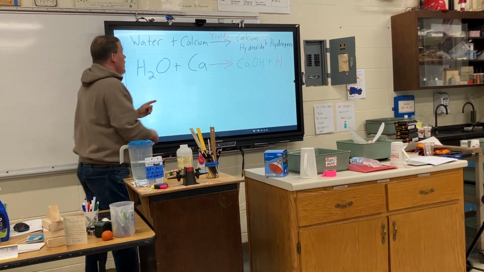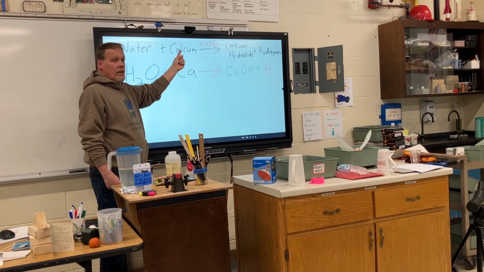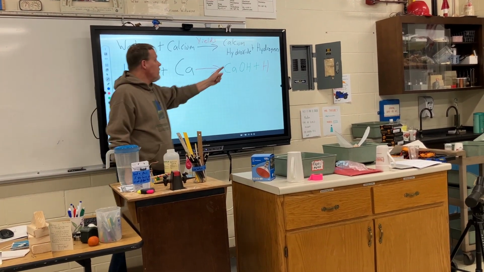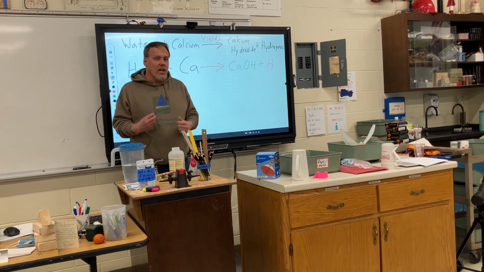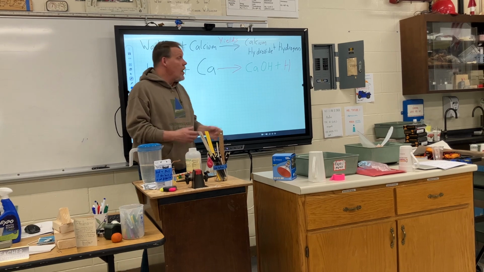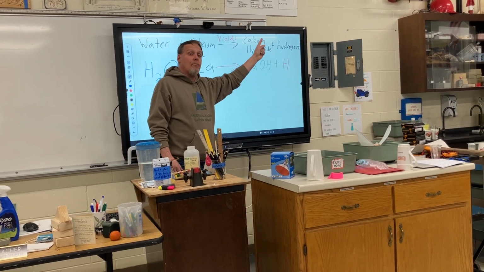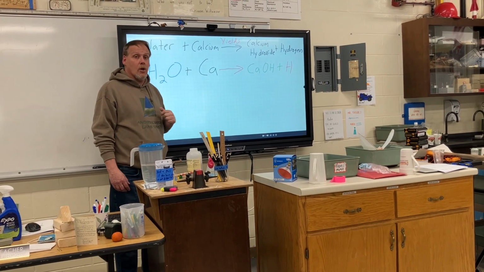You notice over here, I've got a liquid and I have a solid. And when I get over here, I'm going to have a solid and a gas. So the big thing to understand about chemical change and chemical reactions is that when it happens, the products have different properties from the reactants, the things you put into the equation.